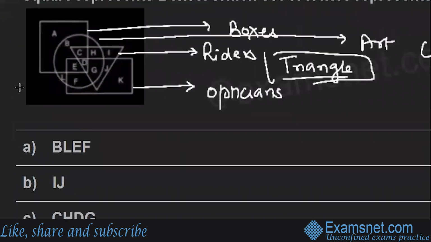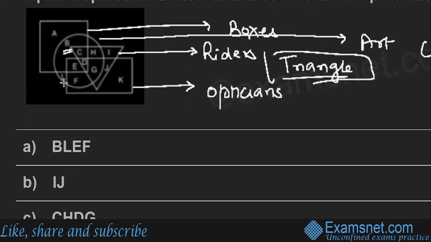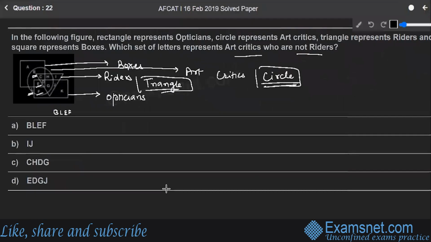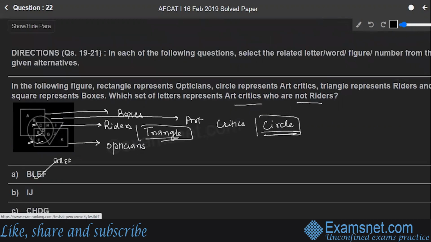Let's zoom the figure. So from the circle, if I'm subtracting the ones which are in the triangle, I have B, I have L, I have E and F. So B, L, E, F. These are the letters which are art critics. That means they are in the circle, but they are not in the triangles. That means they are not the writers. So here we have option A as the answer.